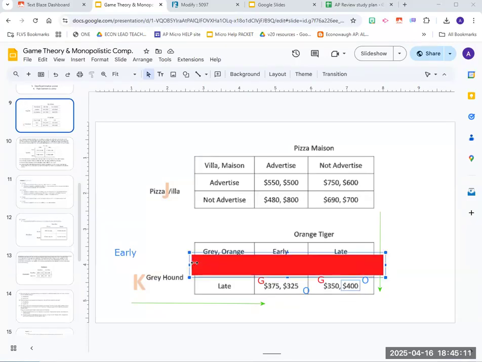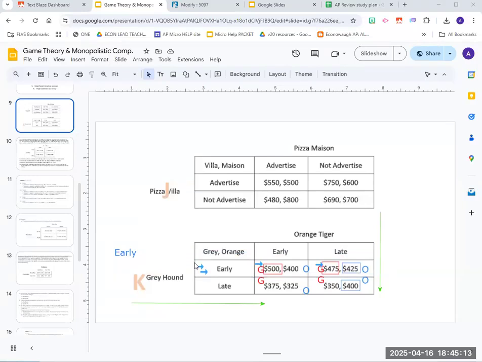So now I'm going to look at the Orange Tiger decisions. Orange Tiger, remembering my columns, is not going to choose early at all. They're going to choose late for 425. They're going to choose late for 400. They do not do any of their early column decisions. So they're never going to go early, and they're going to have a dominant strategy for late. And that's what I do.